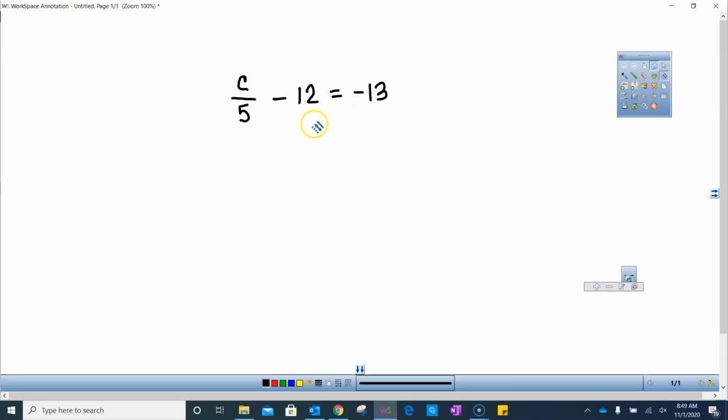So you're going to solve this two-step equation for C. Find the value that makes the equation true. And it's a two-step because we have two operations. We have C divided by 5, and we also have a minus 12.